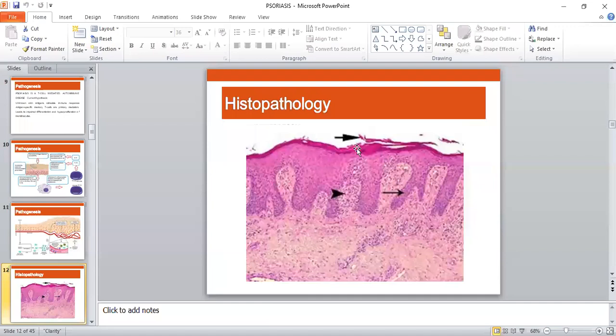In histopathology, you can see hyperparakeratosis, which is a retention of cells, and elongation of the rete ridges. These are the elongated rete ridges, you can see. And then Munro microabscesses, where neutrophils are going inside the epidermis and traveling toward the surface, and they will form abscesses. These are basically the lesions. And agranulosis is there.